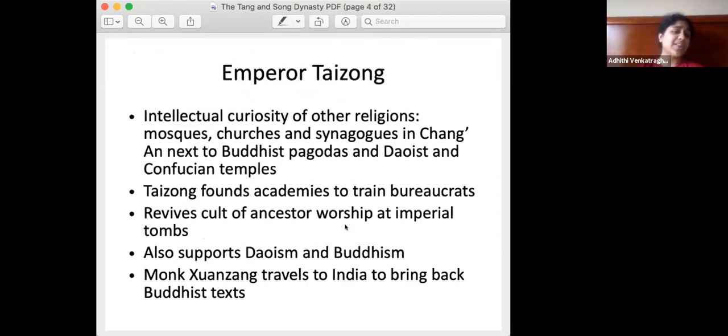The emperor had intellectual curiosity about many other religions, so there were mosques, churches, and synagogues in the cosmopolitan city next to the Buddhist pagodas and Taoist and Confucian temples. The emperor also founded academies to train bureaucrats, and he revived the cult of ancestor worship at imperial tombs. As well, he supported Taoism and Buddhism. The monk Xuanzang traveled to India to bring back Buddhist texts.